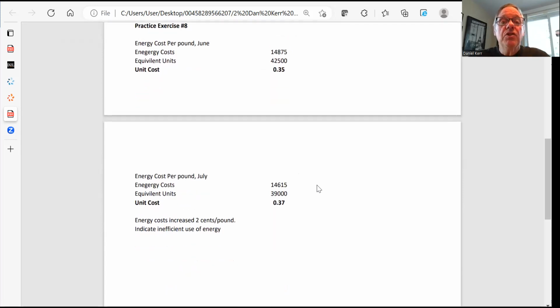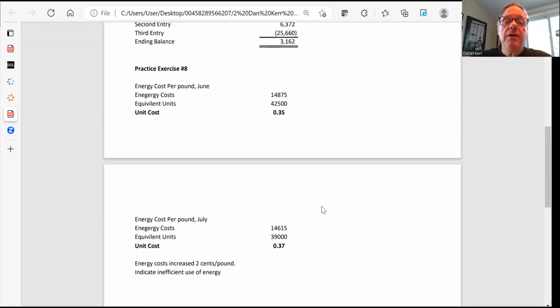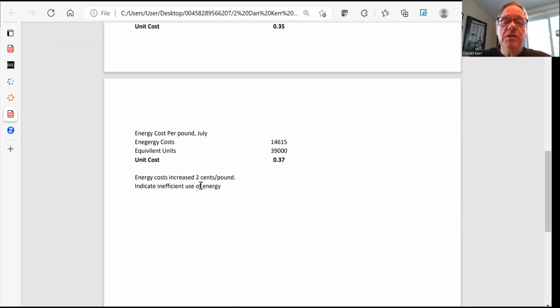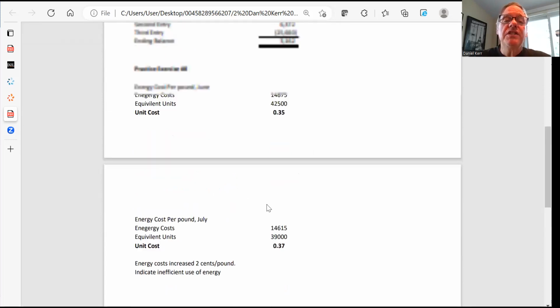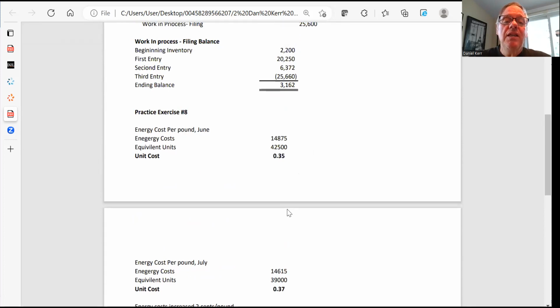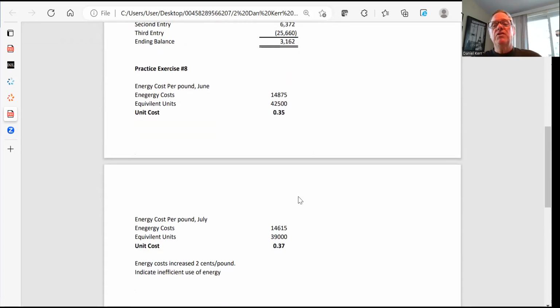And then the energy cost for July, with different costs and different equivalent units, is 0.37. So what's happened when we compare the two periods? We notice the energy cost per unit went from 0.35 to 0.37. If the energy cost increased by 2 cents per pound, that indicates that we were less efficient in the month of July than in the month of June. Now, does that represent something wrong with the production process or an uptick in the utility cost? I don't know until I investigate further.